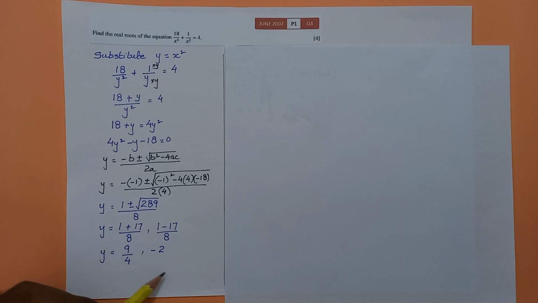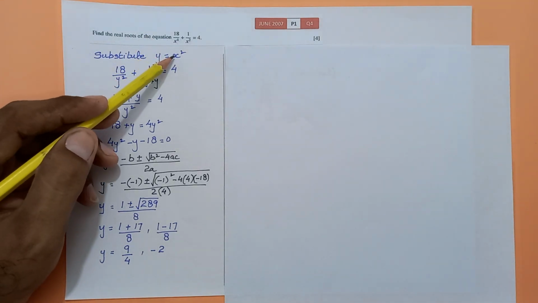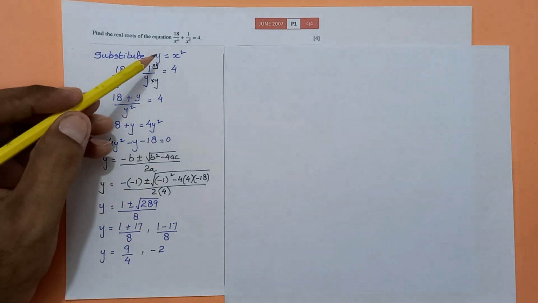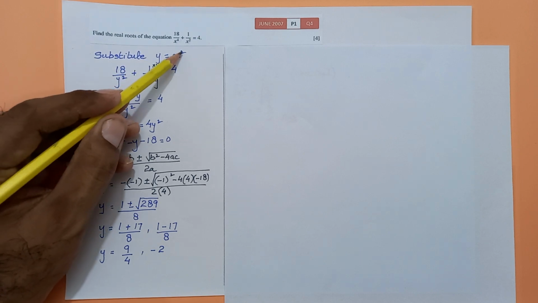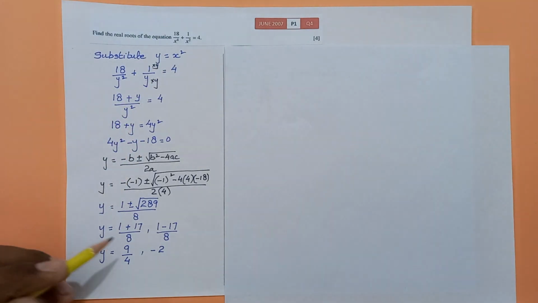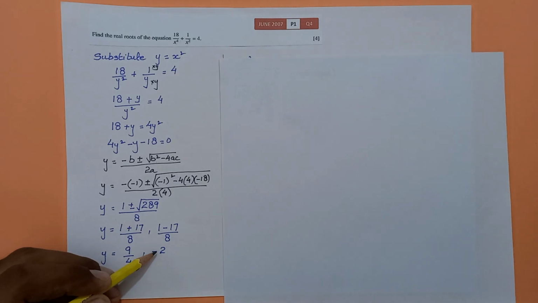Keep in mind, these are not the final answers. These are basically the two values of y, which was the substituted variable. Actually we need the values of x. So we have the two values of y. Now again replace it with x square, since y is equal to x square was the substitution. So instead of y, just write x square equal to 9 upon 4 and x square equal to negative 2.